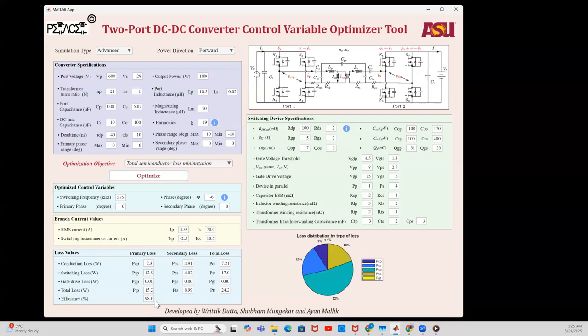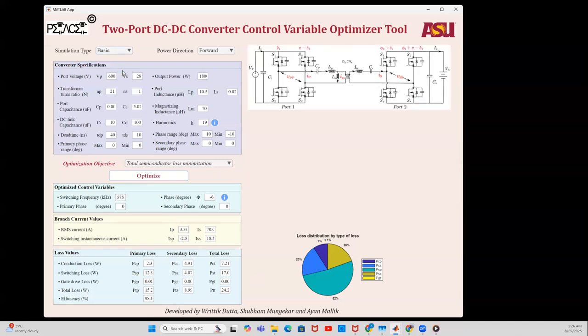So now we can see how the control variable optimizer tool helps us in selection of the devices, helps us in comparison of the devices as well, and then helps us in obtaining the control variables associated with each type of loss function. So this is within the advanced simulation type. There is also another one which is called the basic type.